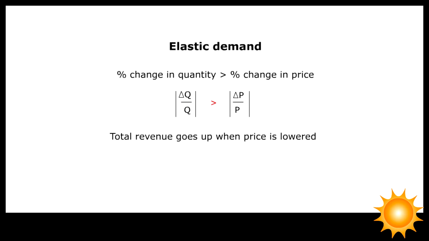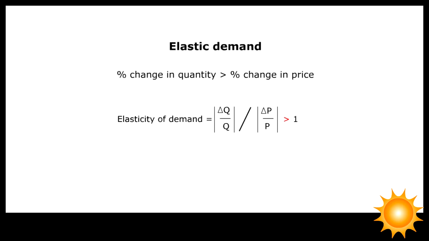If the percentage change in quantity sold is greater than the percentage change in price, total revenue will increase when a lower price is charged. When that happens, demand is said to be elastic, and the elasticity of demand has an absolute value greater than 1. For example, a 10% price decrease leading to a 20% quantity increase will give you an elasticity of demand with an absolute value greater than 1.